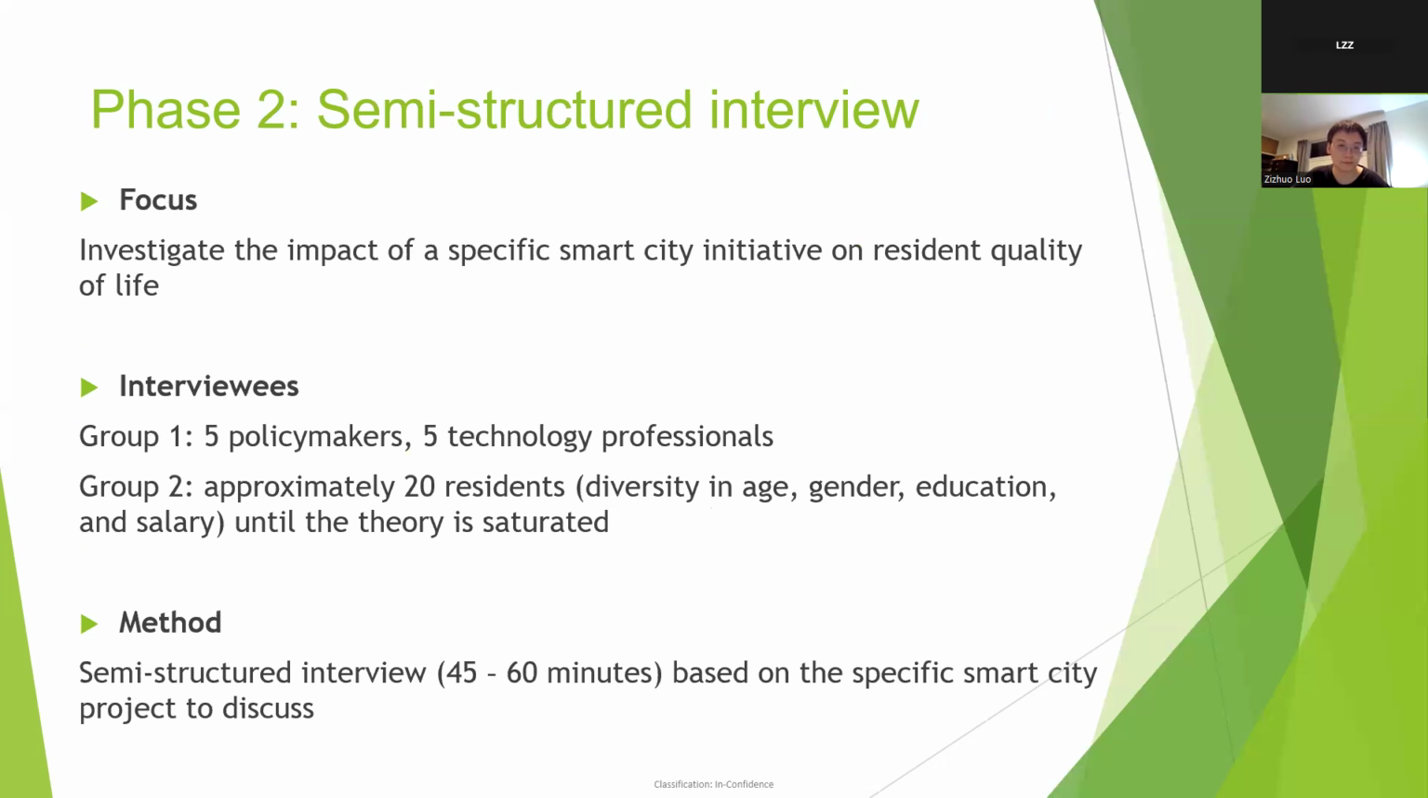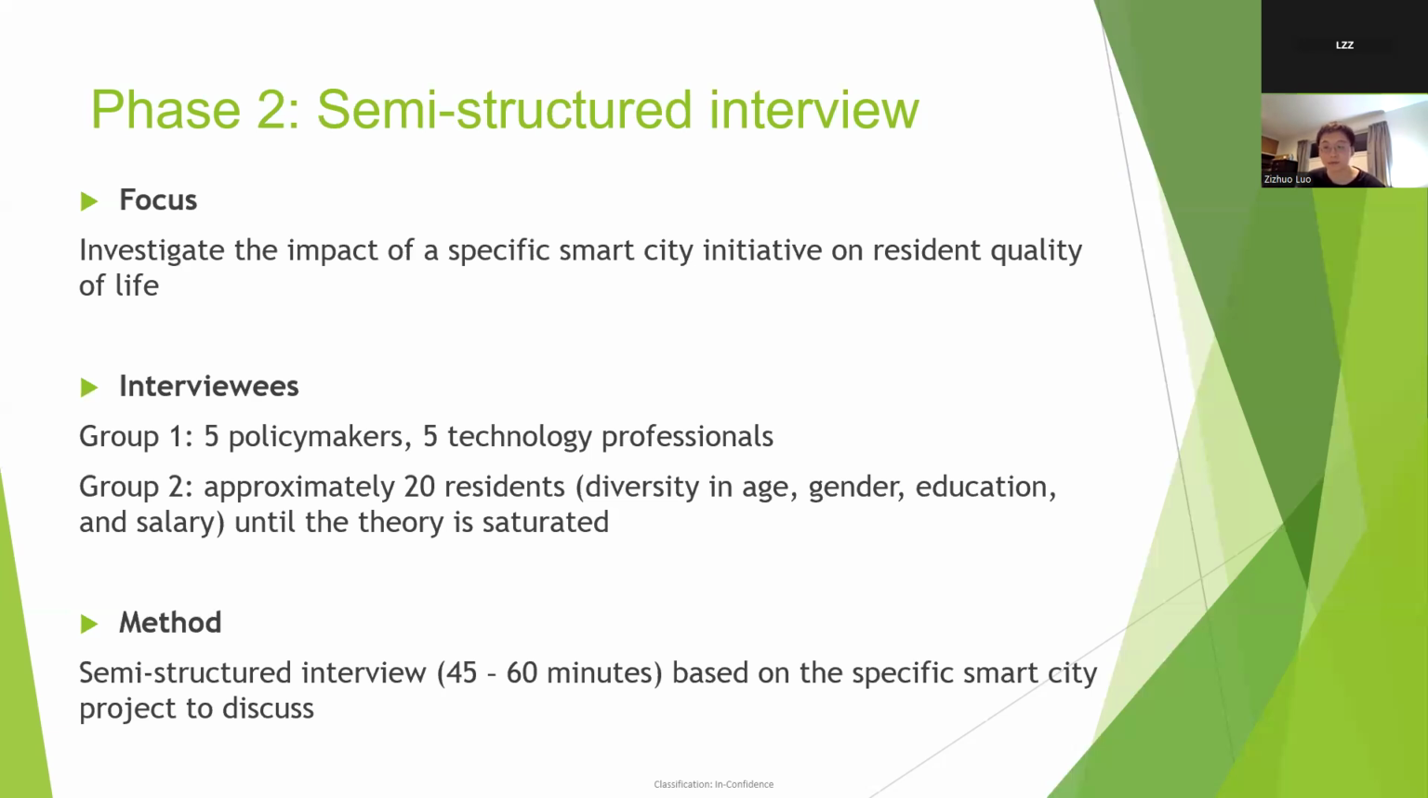Phase two includes semi-structured interviews with two stakeholder groups. Group 1 includes 5 policymakers who are involved in designing smart city projects and 5 technology professionals who are involved in providing smart city technology solutions. For Group 2, I will interview approximately 20 residents, diverse in age, gender, education, and salary. The 20 residents is just an estimated number.